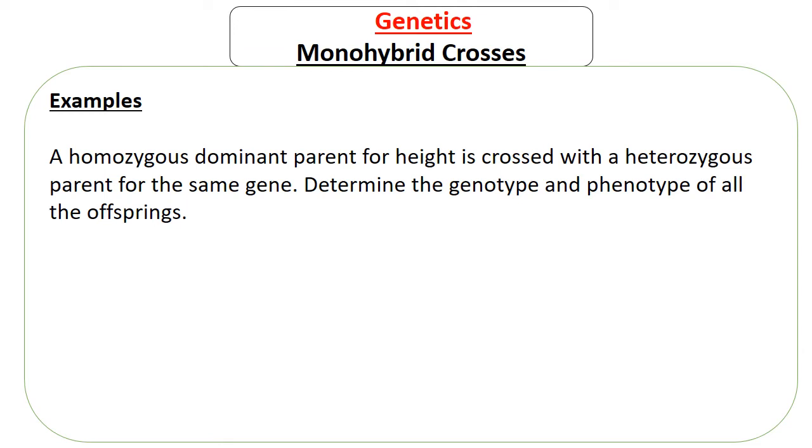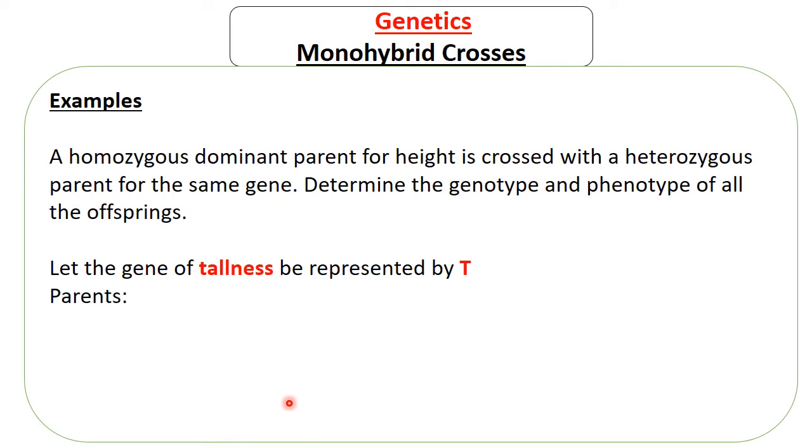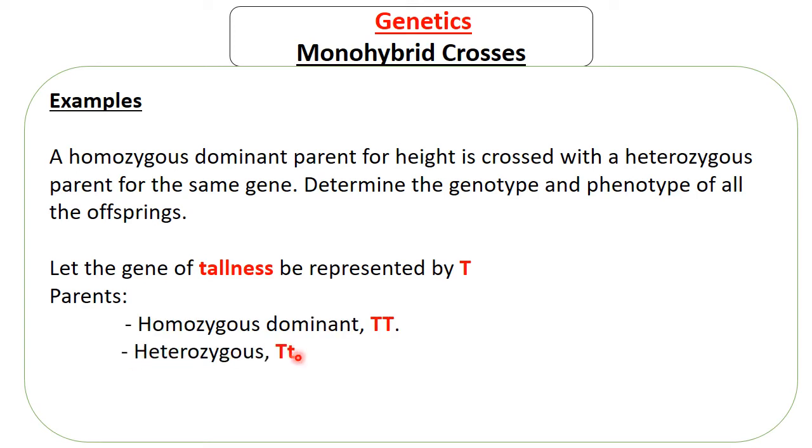With that terminology, let's try to attempt some questions. A homozygous dominant parent for height is crossed with a heterozygous parent for the same gene. Determine the genotype and phenotype of all the offspring. First you have to get the genotype of the parents. Let the gene of tallness be represented by T, where capital T is dominant and small t is recessive. For the parents, they have said there is a homozygous dominant, which means two capital letters, they are the same. So we're talking about TT. Then heterozygous, capital T and small t.